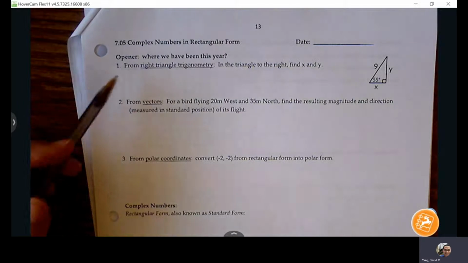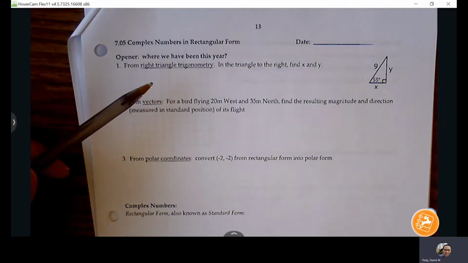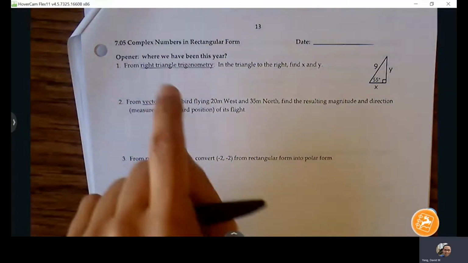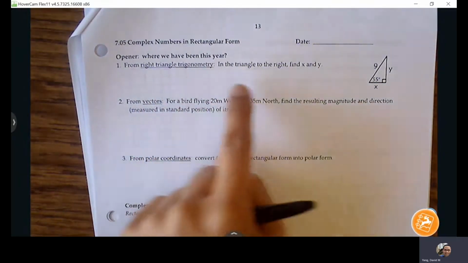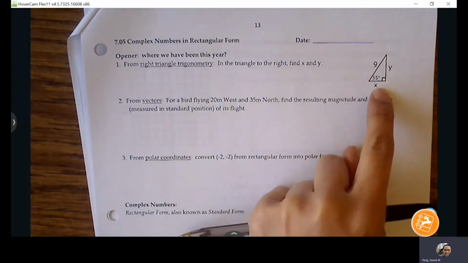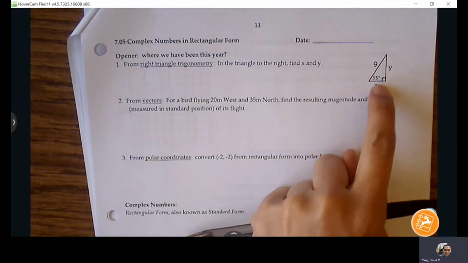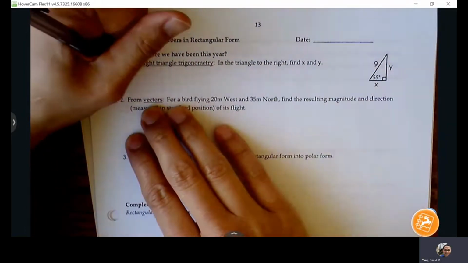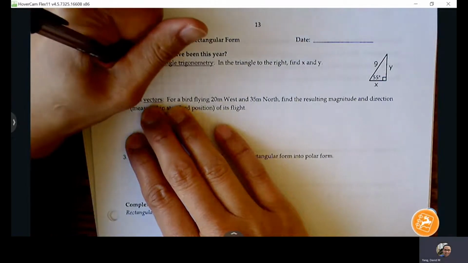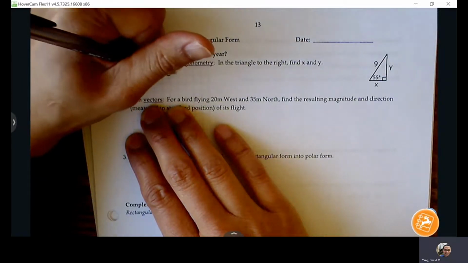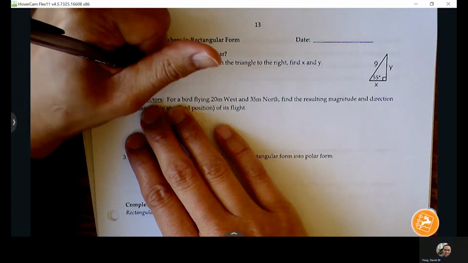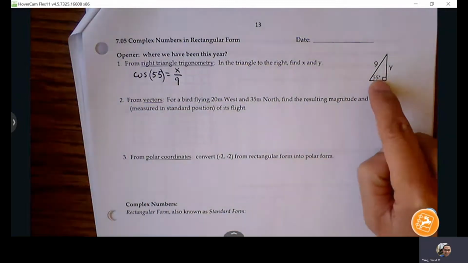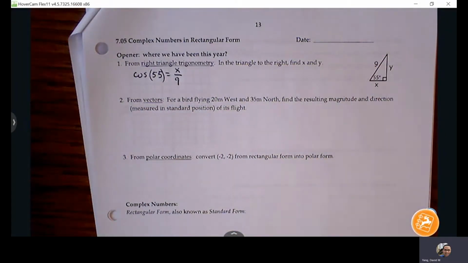All right, so reviewing some of the things that we've learned these past few sections. Where have we been this year? We've learned right triangle trigonometry. If I want to find x and y, I can use cosine and sine to help us isolate that x and y. Use SOHCAHTOA. Cosine of my angle is equal to adjacent over hypotenuse.